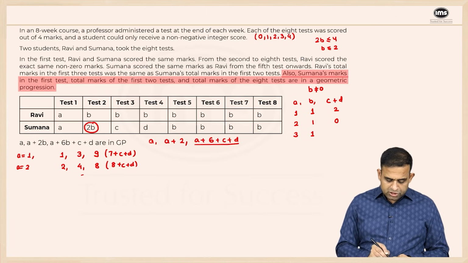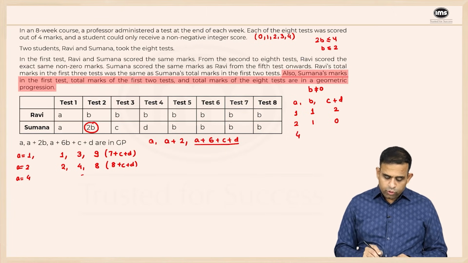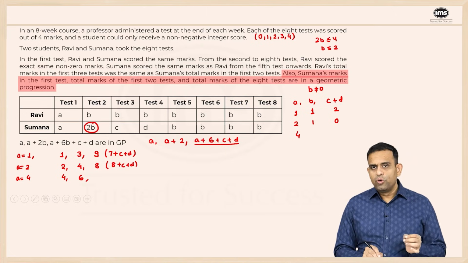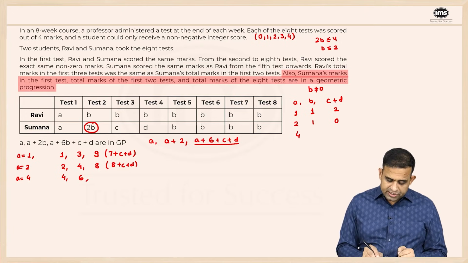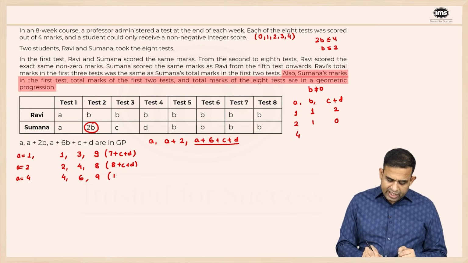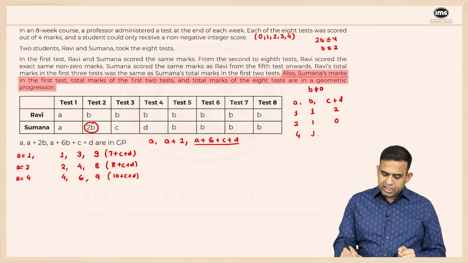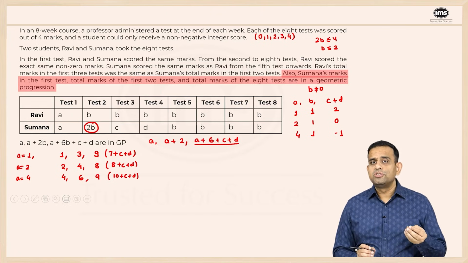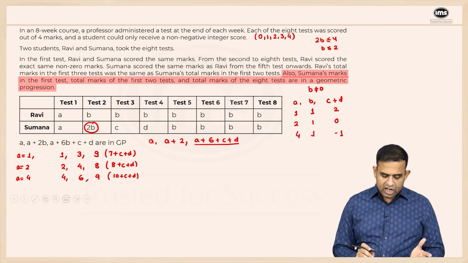Let's take the possibility of A to be equal to 4 now. If I take A to be equal to 4, in that case the term A will become 4, A plus 2 will become 6. Now 4, 6, the common ratio is 3 by 2, the third term must be 3 by 2 of 6, giving you 9. But since we have taken A to be equal to 4, this part becomes 10 plus C plus D, and that means C plus D will become equal to -1, and this is not happening because the score in any test was a non-negative integer. So this is not going to be possible.